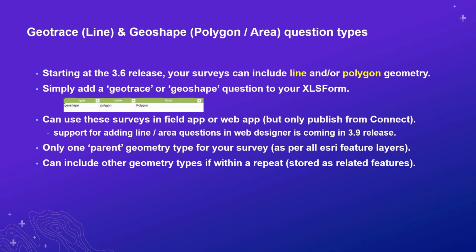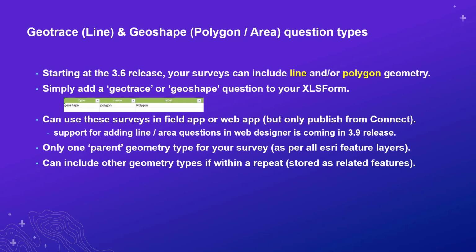The 3.6 release of Survey123 introduced the much requested capability to capture lines and polygons from within your survey form. The Geotrace and Geoshape question types can be added to your XLSForm and published using Survey123 Connect. These question types are just the XLSForm terms for lines and polygons. Lines and polygons can be captured whilst using the field app or the web app, but at this stage the survey itself cannot be published through the Survey123 web designer, but only in Survey123 Connect. Support for adding line and polygon questions is coming in the 3.9 release of the web designer.